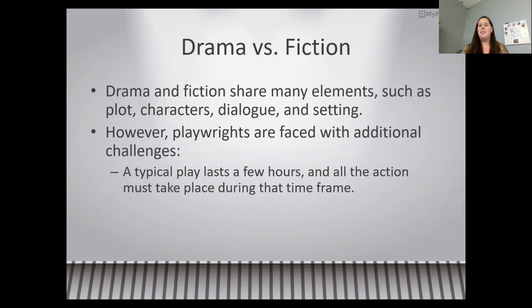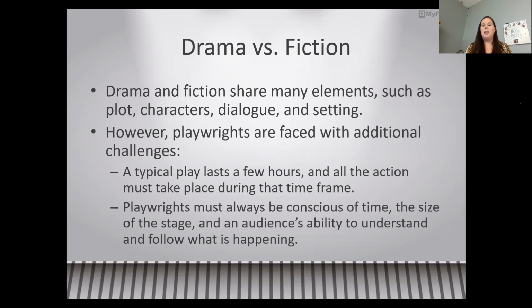Now, as a playwright, they've got to get all that action into those 2 hours. Playwrights are always conscious of time. How much time do I have? How much time have we been acting? They also have to think about what size stage they are working with, because their dramas take place on a stage.